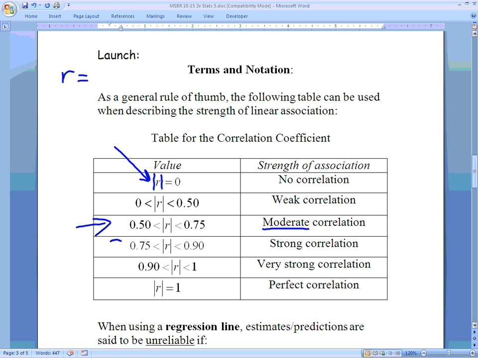And then all these other ones, we're basically saying it's strong or high correlation. It's good. 0.9 and above, we can say very strong, but honestly, I don't care about that. As long as you know that 0.75 and above is some sort of strong correlation, anything between 0.5 and 0.75 is moderate, and anything less than 0.5 is weak. Obviously, 0 is no correlation, and 1 is perfect correlation, meaning that every point on our scatter plot would be on the best fit line.